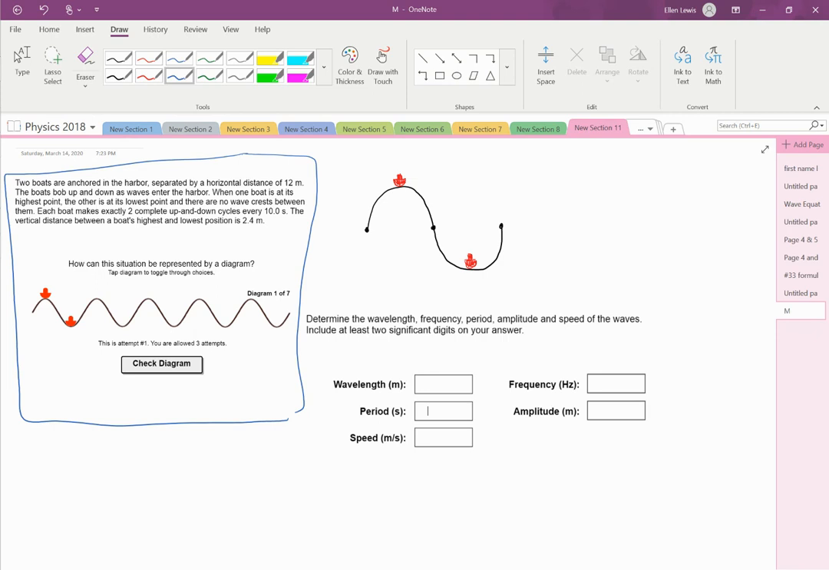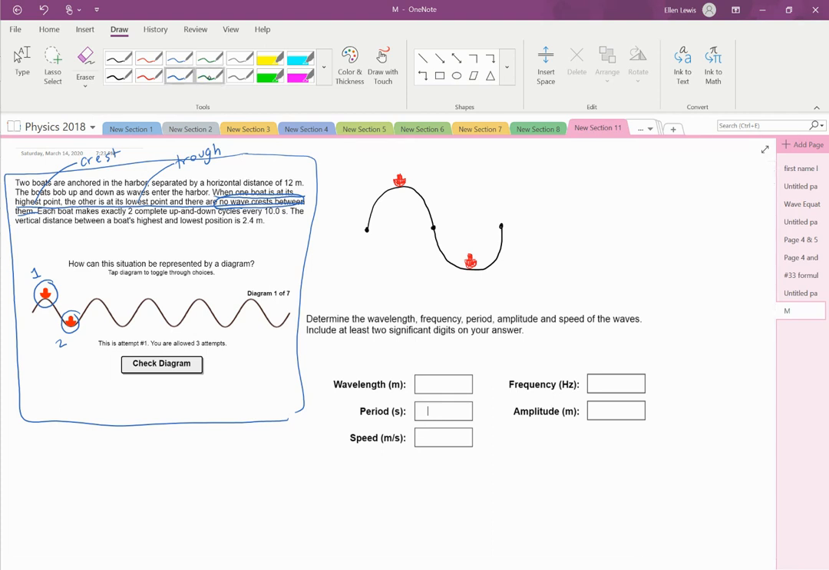The boats are going to be bobbing up and down as waves enter the harbor. And for the very first question, the key information is kind of in the middle of the paragraph. When one boat is at its highest point, the other is at its lowest point, and there are no wave crests between them. So you can see that you have boat number one at the highest point, right? It's at the top of a crest. And you have boat number two at the lowest point, the bottom of a trough. And notice there are no wave crests between them in this picture.